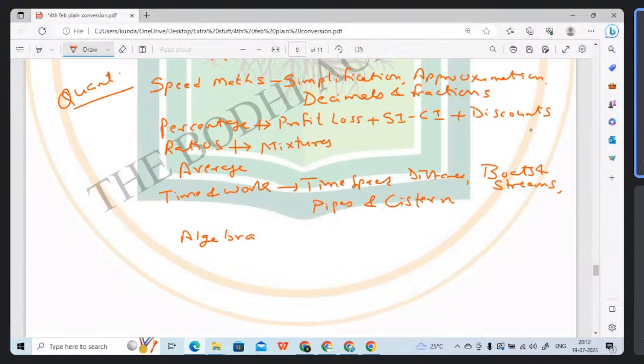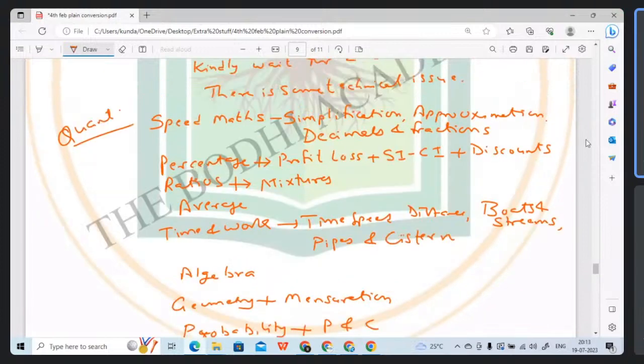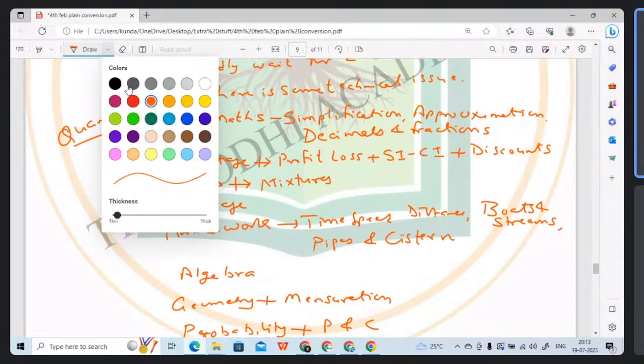Okay. After that, geometry allied with mensuration, in some cases probability, which is also called modern maths, and P and C, permutation and combination. These are the basic topics which we have to study, or based on which the questions come in the exam. These are the major topics.